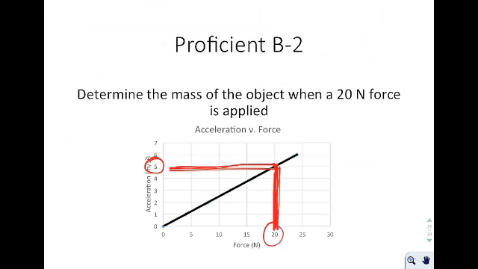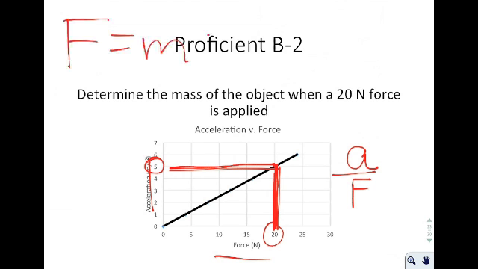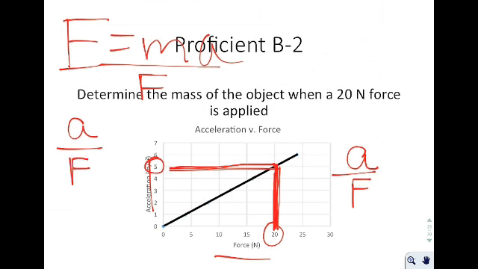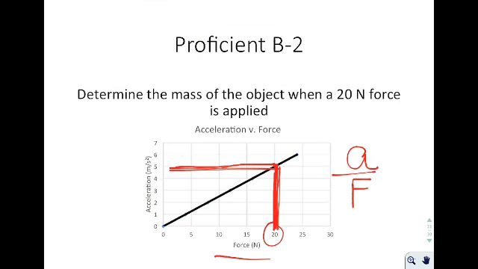Now some people will be tempted to go ahead and find the slope of this particular graph. If you find the slope of this graph, it would be A divided by F, because I've got acceleration and I've got force. Remember, the equation is F equals ma. If we divide both sides by F, you get A divided by F equals 1 over m. It doesn't really mean anything. Even if you move the m to the other side, you're going to have 1 over m, and that doesn't really mean anything. So we're going to cross that out. So we know that we're not going to find the slope.